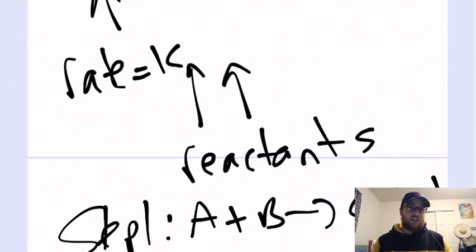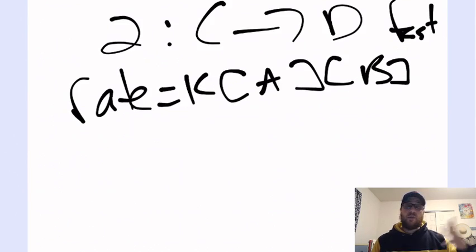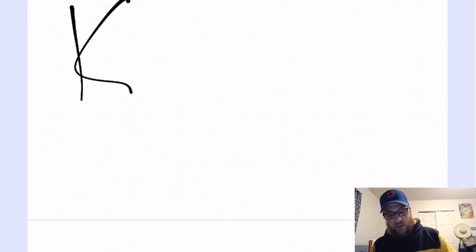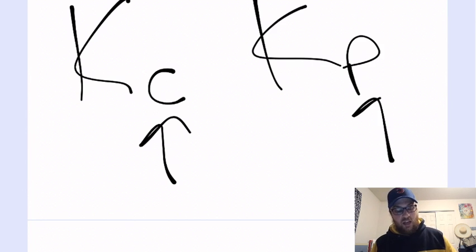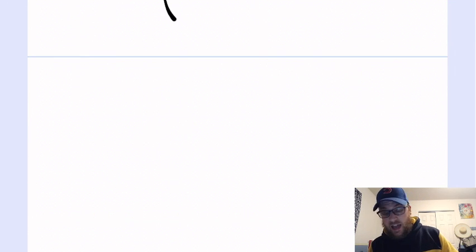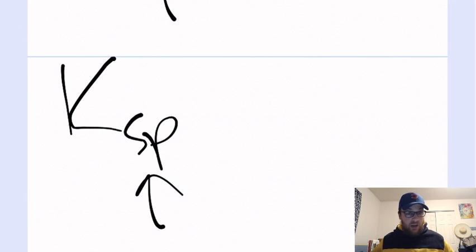Your rate law constant applies to kinetics. It applies to how fast my reactants are turning into products. So I'm only concerned with reactants. What is the conversion of these reactants turning into products? That's little k. Big K can be like Kc, which is K in terms of concentration. It can be Kp, which is K in terms of pressure, or we've done Ksp, which is K in terms of solubility.